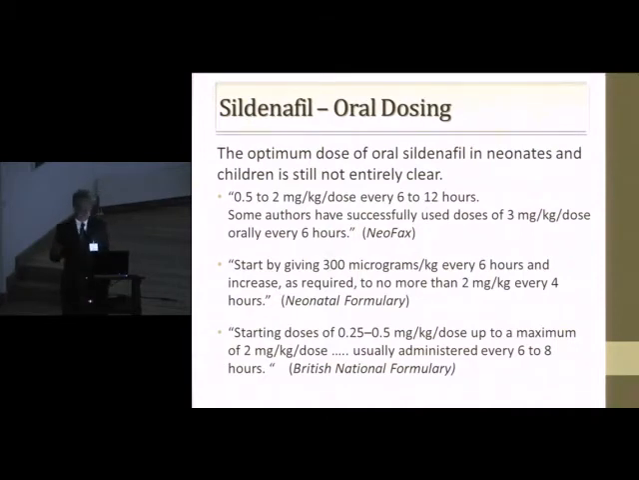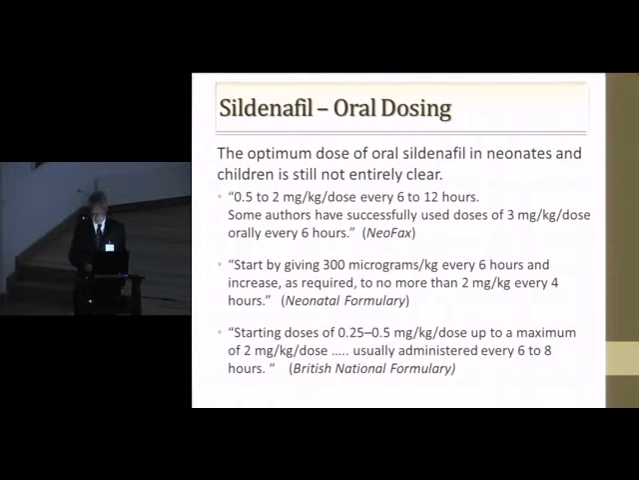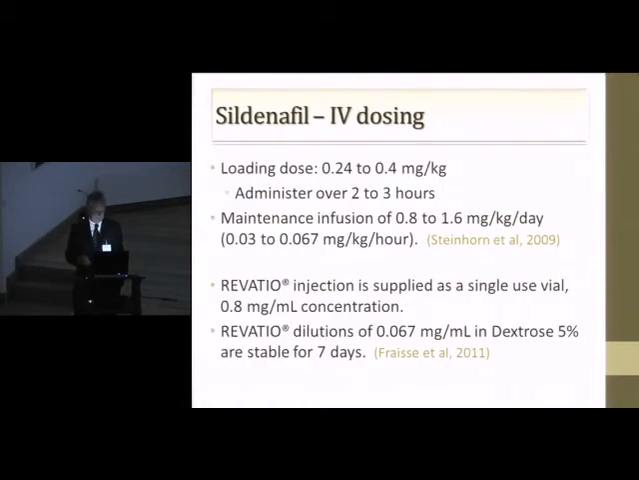And then the British National Formulary for Children actually has a different dose than the neonatal one and talks about administering every 6 to 8 hours. So there's a range of doses that have been recommended in standard reference sources, and, you know, without a lot of data. The IV loading dose based on the paper from Steinhorn would be somewhere in the neighborhood of 0.2 to 0.4 milligrams per kilogram, and the important point, if you're going to give it IV, is to give it very slowly with a loading dose and then a maintenance infusion that's pretty low.